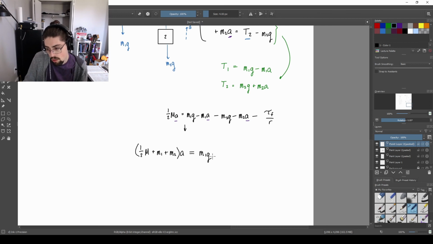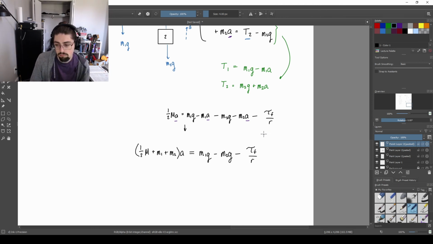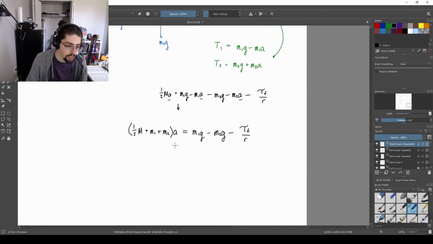M1G minus M2G minus tau F divided by R. Then divide by that factor right there. When we do that, and I don't know if I even want to write that out, I'm just dividing out by A. I am finding that A should be equal to something like 1.61 meters per second squared.